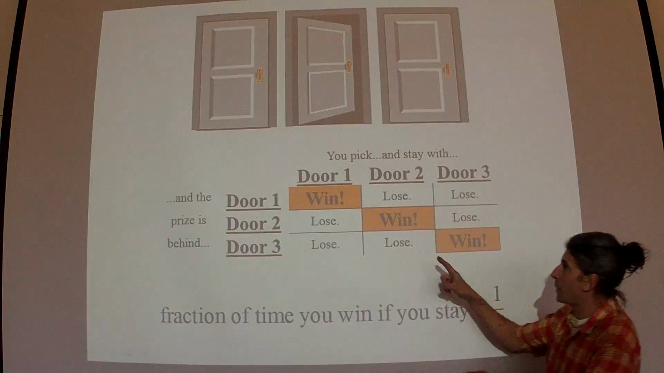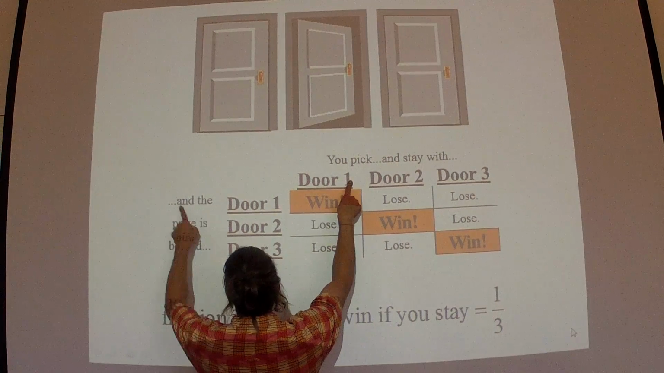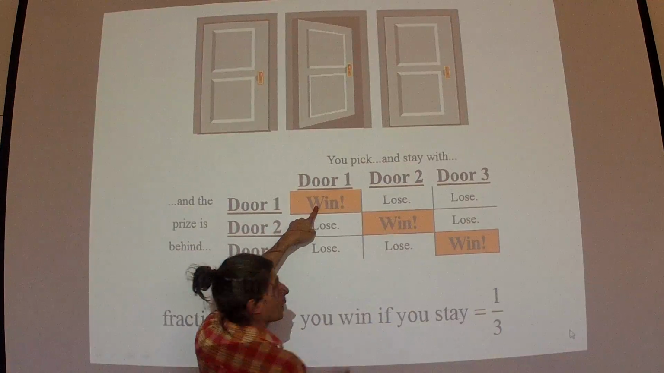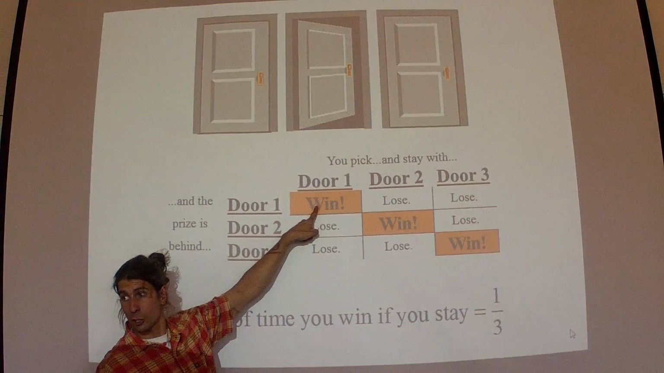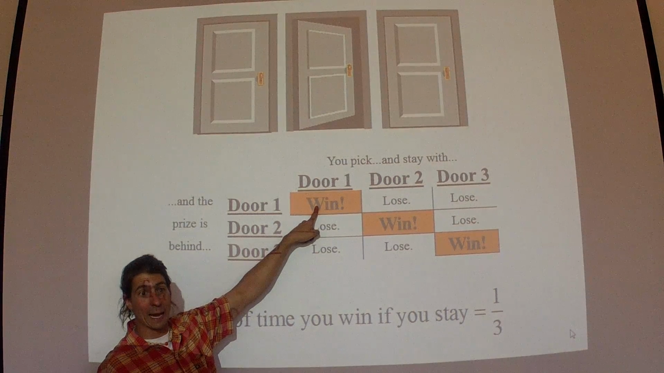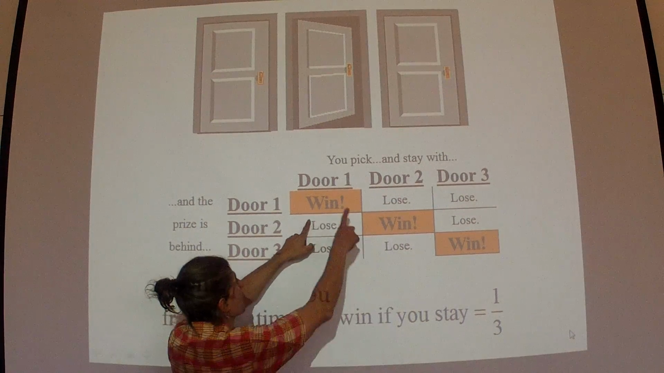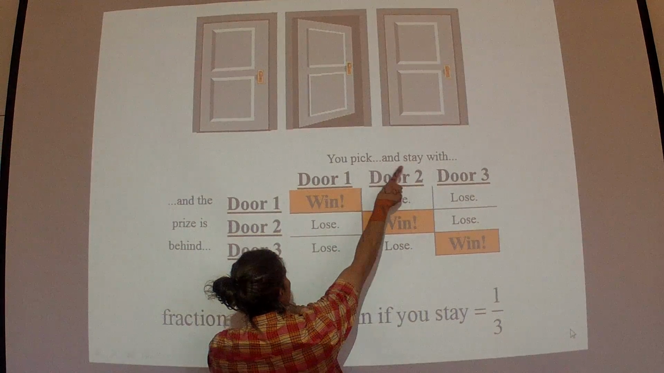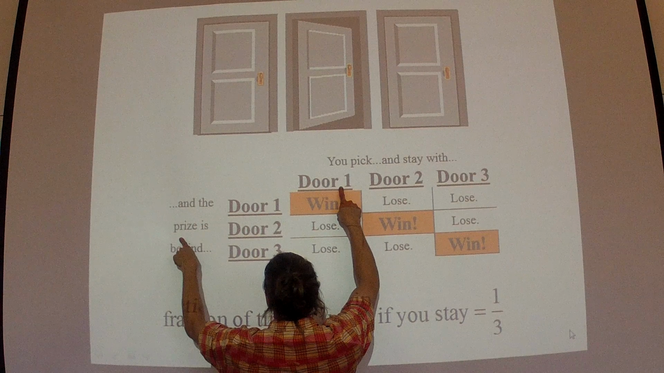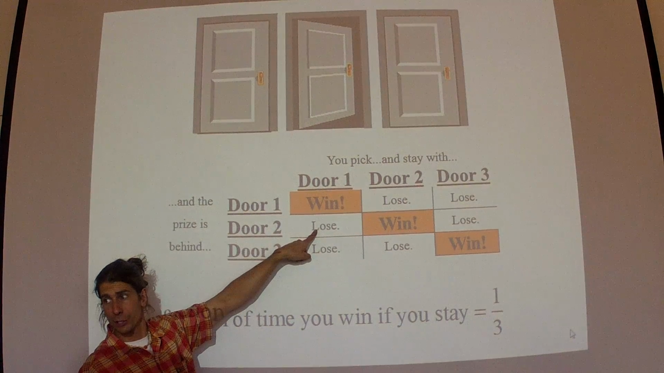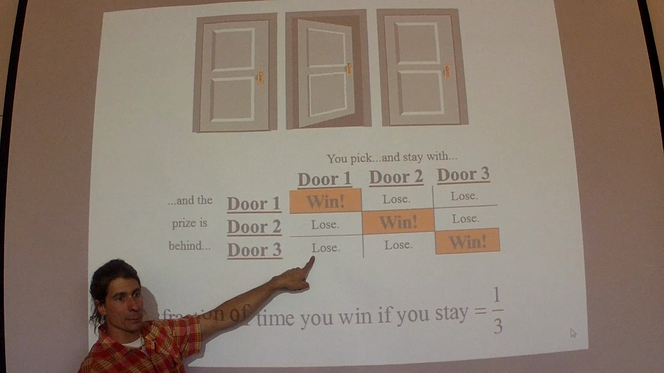So, if you pick door number 1, and the lollipop is behind door number 1, and you stay, well, that's a good thing, isn't it? That's a good thing. That means you picked the door it was behind, and you stayed with that door. So you're going to win in that case. But if you pick door number 1 and stay with door number 1, and the prize is actually behind door number 2, you're going to lose, aren't you? You're going to lose. You're also going to lose if it was behind door number 3.